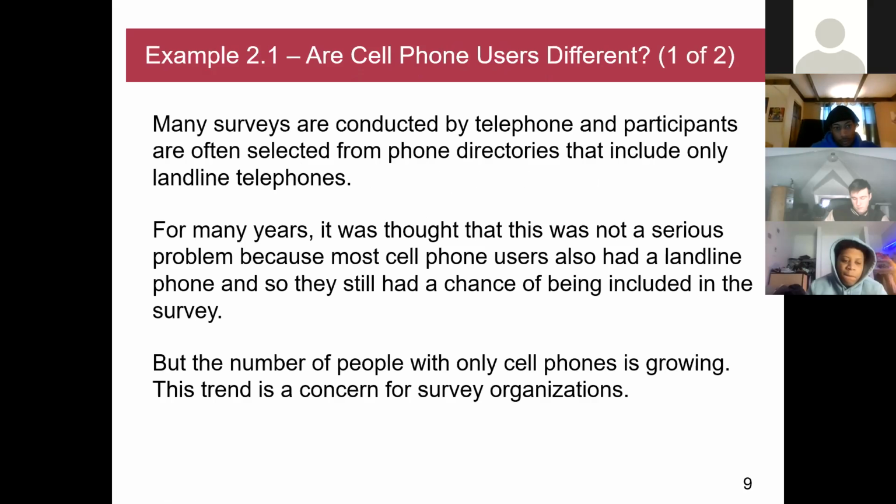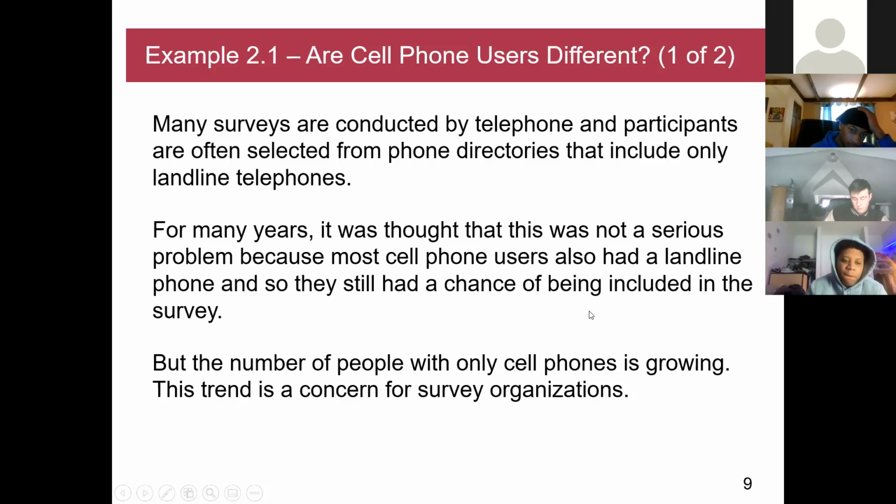All right. So let's just take a look at an example here. I think that they're going to be talking more about one of the biases here. It says many surveys are conducted by telephone, and participants are often selected from phone directories that include only landline telephones. For many years, it was thought that this was not a serious problem because most cell phone users also had landline phones, right? And therefore, they would still have a chance of being in the survey.